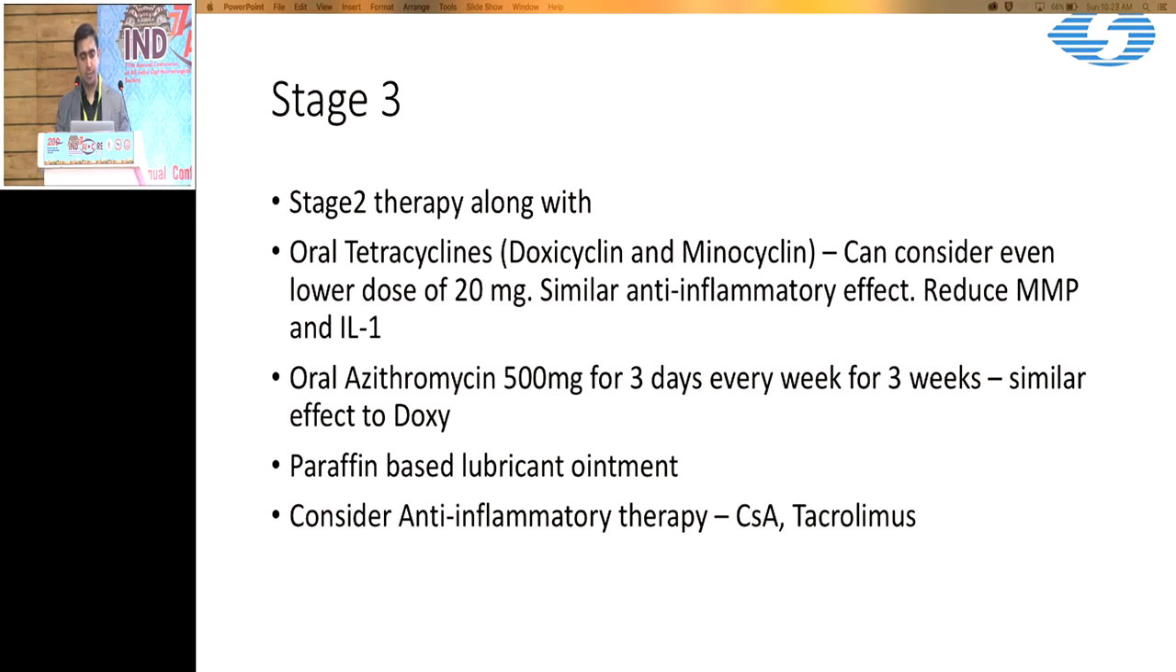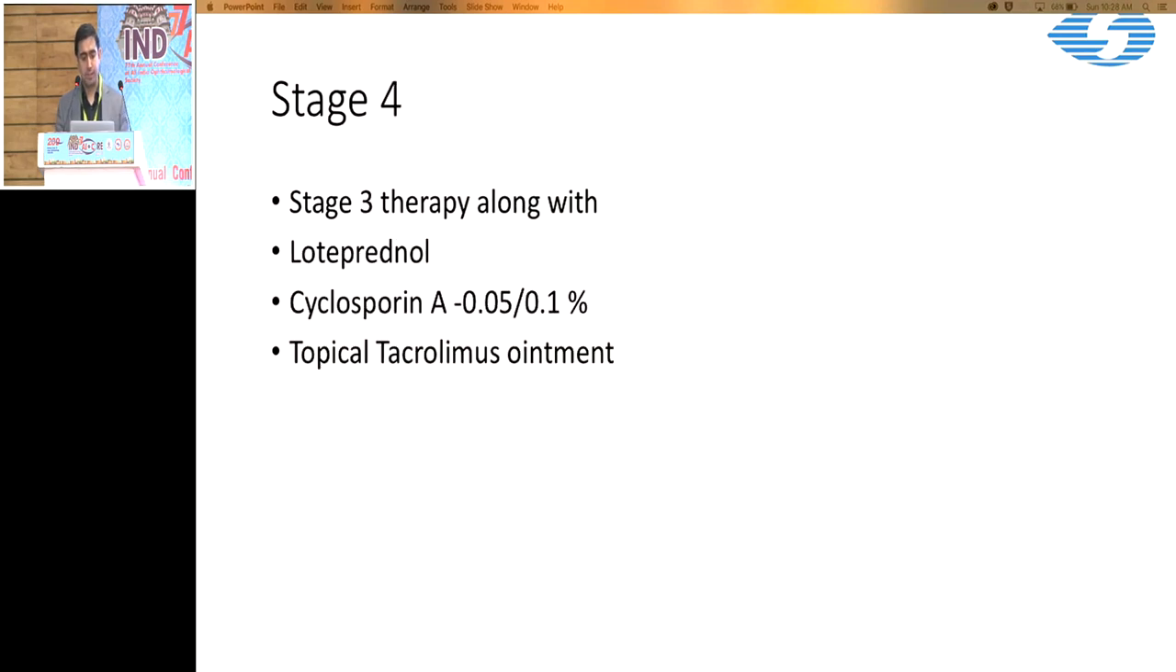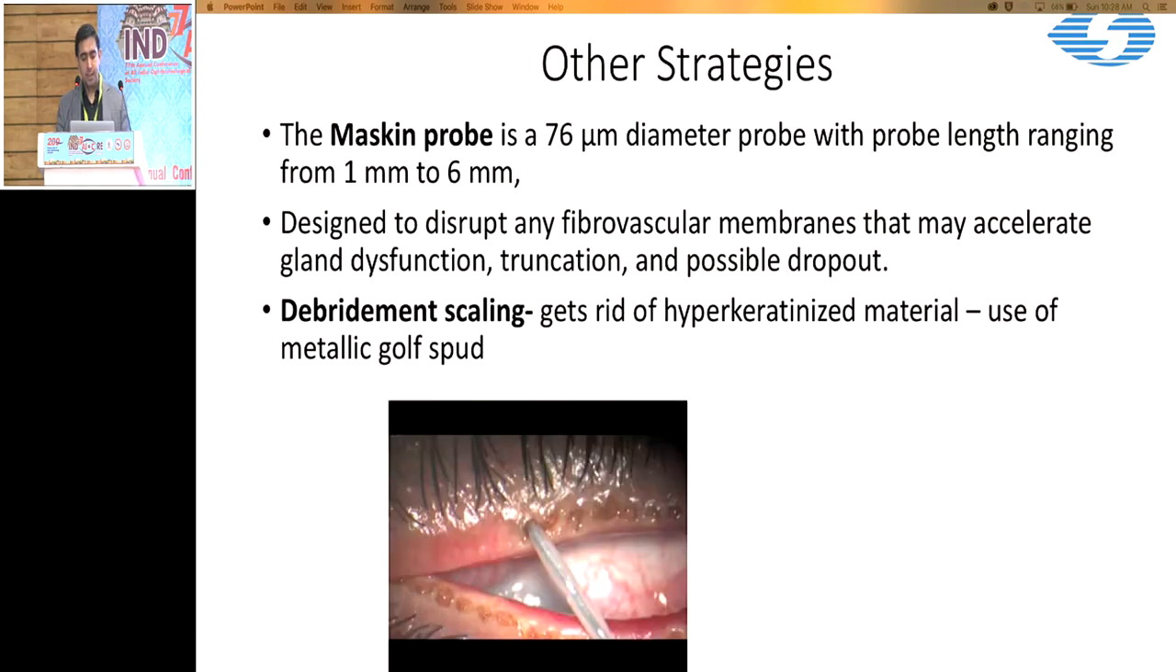Paraffin-based lubricants can be used at this stage. And you can consider anti-inflammatory therapy, again, like Dr. Himanshu showed, based on the MMP9, and if you're suspecting an inflammatory pathology. Stage 4 includes stage 3 therapy along with steroids. Now, other strategies include the Maskin probe, which can be seen over here, which is a 76 micrometer diameter probe for probing the meibomian gland openings. It's designed to disrupt any fibrovascular membranes that may accelerate gland dysfunction, truncation, and possible dropout.